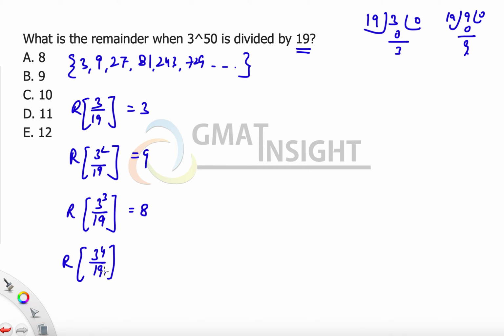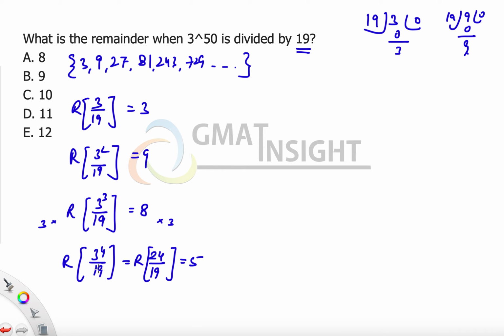What happens when 3 to the power 4 is divided by 19? Many of us do not even know that 3 to the power 4 is 81. So what you do instead is, to find the next step, you can multiply the previous step by 3 on both sides. On the left hand side, I get 3 multiplied by 3 cubed, so it becomes 3 to the power 4. But on the right hand side, I get 8 multiplied by 3, which is 24. And 24 when divided by 19 gives us the remainder 5. So that's how we get the next step.